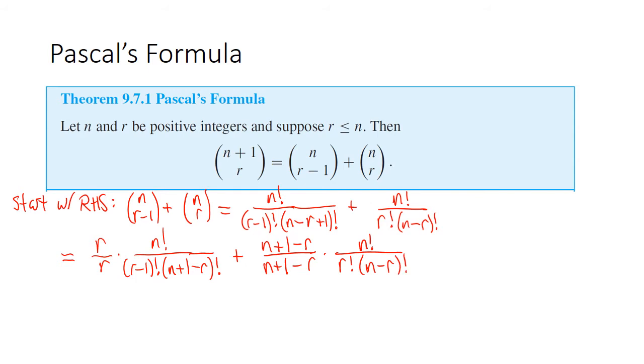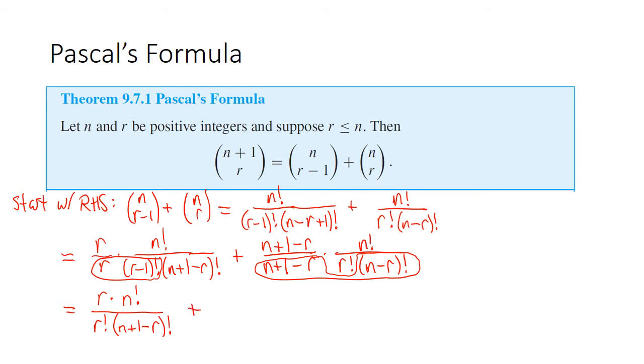Now I'm going to combine these two parts together, and also this part and this part together, to make a longer factorial. If you look at the first one, r times r minus 1 factorial, that's actually r factorial. So I'll move the r up in the numerator there. And then this one is r factorial times n plus 1 minus r factorial. Over here, the n plus 1 minus r times the n minus r factorial, I can also combine to make a bigger factorial. Okay, like this.